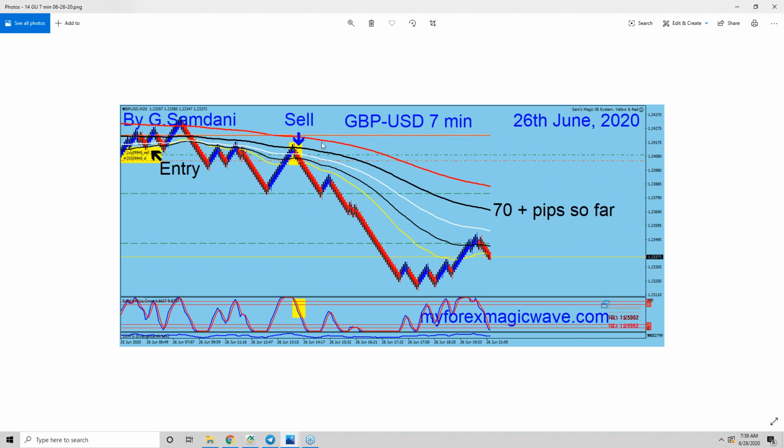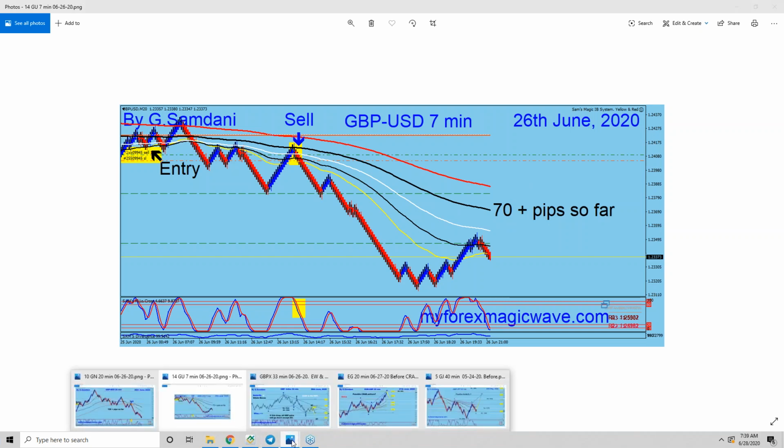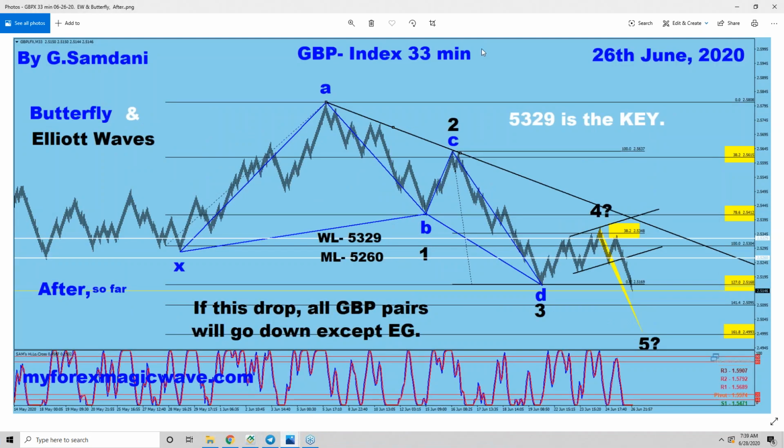And last but not least is the pound USD 7-minute chart. I took this one off the 7-minute, and look, 70 pips. I was even up more than that, but it started to go up. I said, you know what, it's Friday, I don't want to mess around with that, so I closed it. So you can make the total. It's more than 400 pips in one day based on just one simple chart of the pound index.